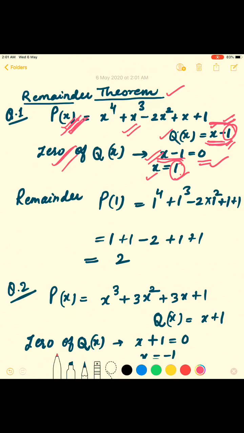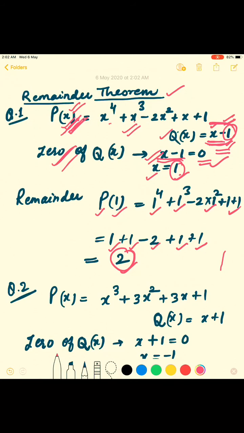Now this x value I will put in place of x in the polynomial. So what does the polynomial become? P(1). On the right side also, wherever x is there, I am putting 1. So what does it become on simplification? This, and the answer is coming 2. It means the remainder is 2 when we divide by x minus 1.